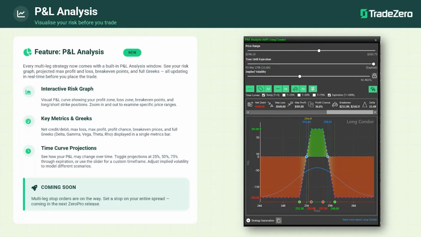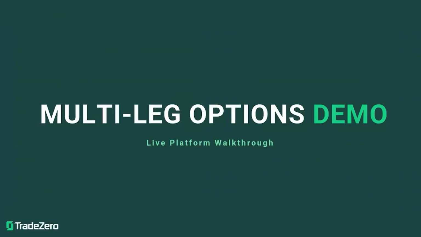taking into account the price of the underlying may fluctuate as time goes on. And we'll talk about this in just a second, but essentially it's an interactive risk graph. It shows you your max loss, your max profit, your profit chance, where your break-even points are, and your net debit or net credit, depending if you're selling or buying the spread. It shows you your Greeks, your time curve projections, so you can essentially project where your P&L would be dependent on the underlying price over the course of time towards the expiration of that spread. So let's go ahead and jump into a live demo.